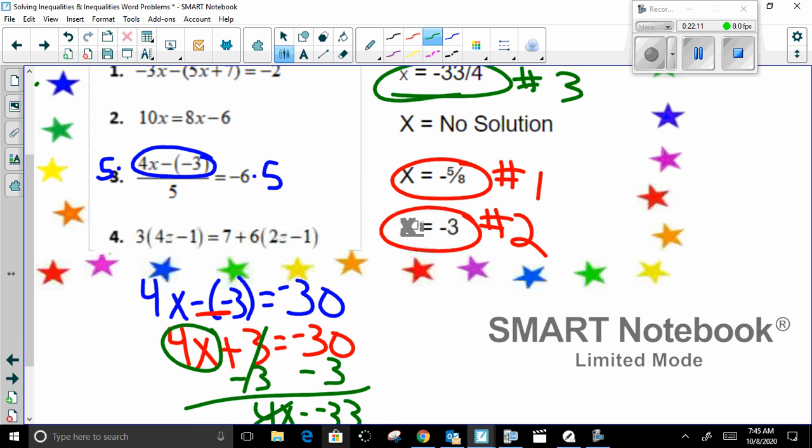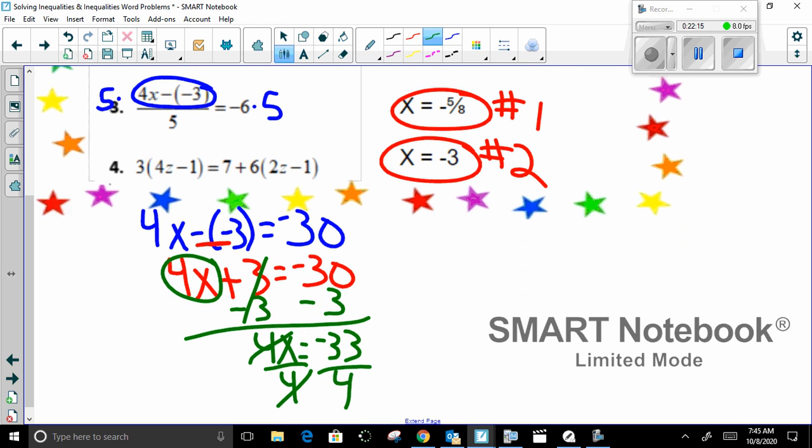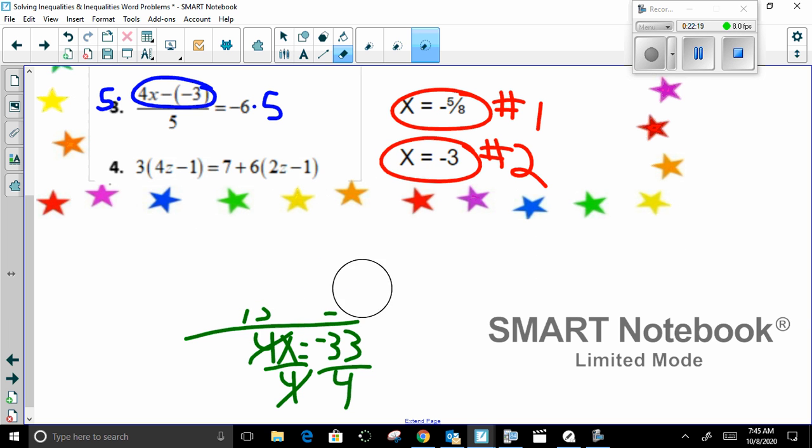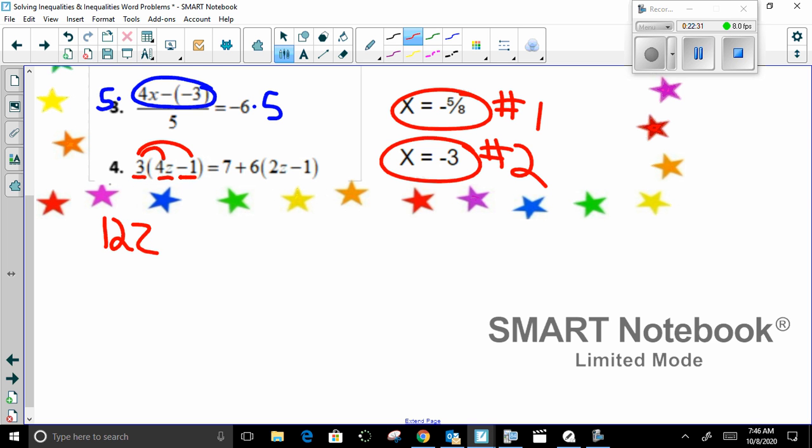So obviously number 4 is no solution, but we need to make sure we understand why it's no solution. We don't want to just default and say, oh, I know the answer, I'm not going to do the work. We got to prove and make sure we understand why. So let's go ahead and finish that last one. Looks like I have parentheses to get rid of, so distribute the 3 on the left. 3 times 4z is 12z. 3 times negative 1 is negative 3.